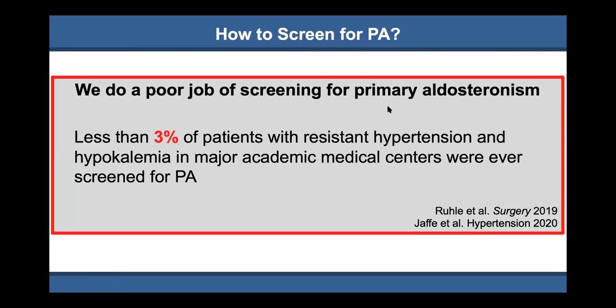Just to reiterate, we do a very poor job of screening for primary aldosteronism. In the United States, less than 3% of patients with resistant hypertension and hypokalemia in major academic medical centers are ever screened for primary aldosteronism. So these are two red flags to screen, and it's not being done. So on one hand, I'm telling you that the prevalence of primary aldosteronism is extremely high. On the other hand, I'm telling you that the awareness, education, and implementation of screening is extremely low.